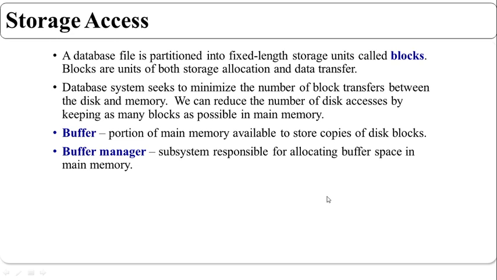Then storage access. A database file is partitioned into fixed-length storage units called blocks, and blocks are units of both storage allocation and data transfer. The database system seeks to minimize the number of block transfers between disk and memory, and we can reduce the number of accesses by keeping as many blocks as possible in memory.